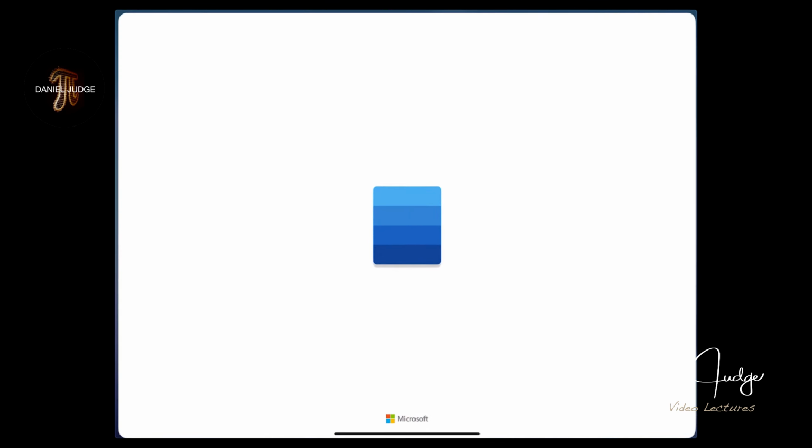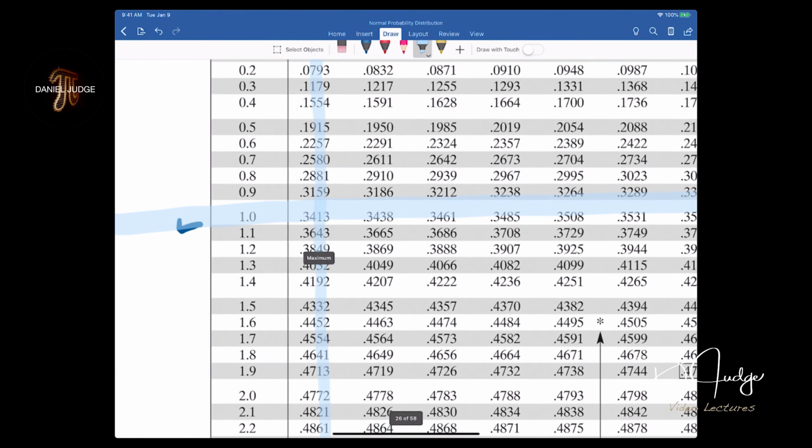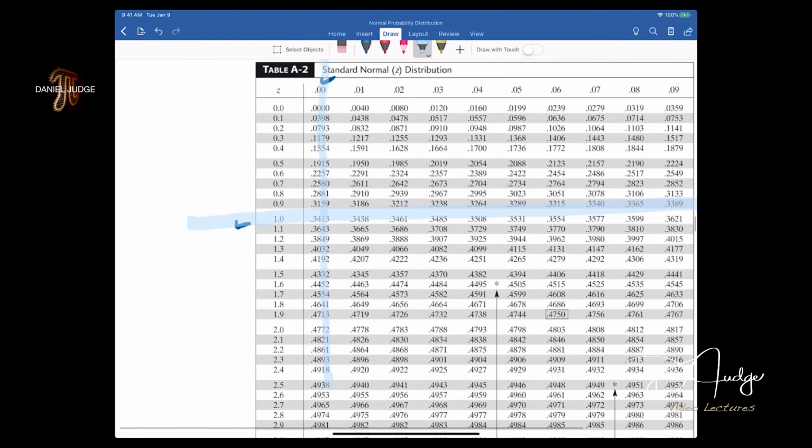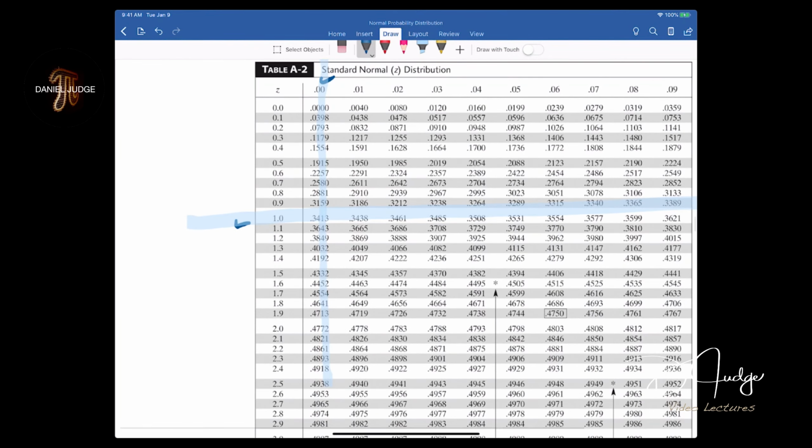So, looks like it's 3413. 3413 there. 1.0 row, 00 column, 3413. So this is 34.13% of the bell that's shaded.